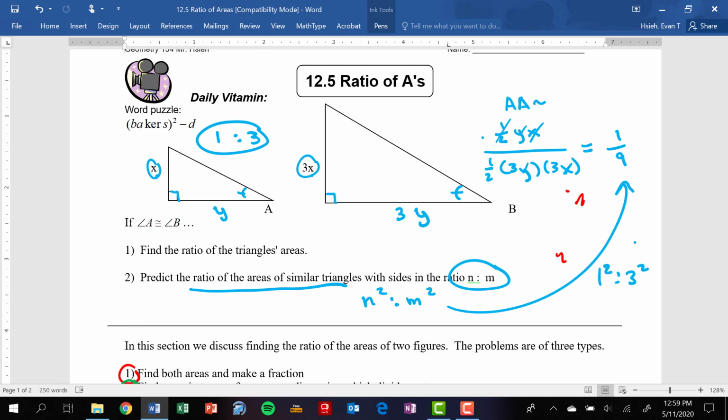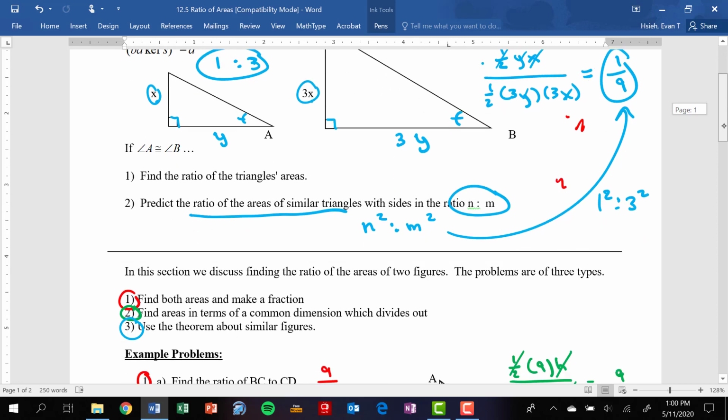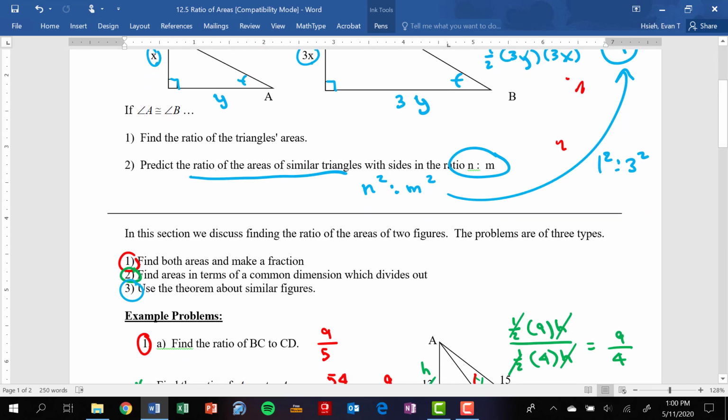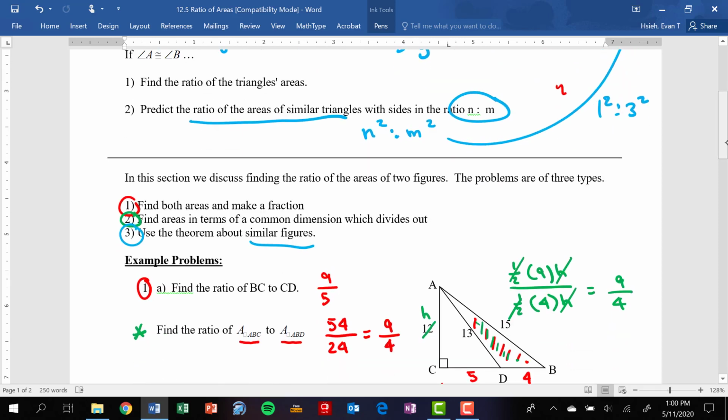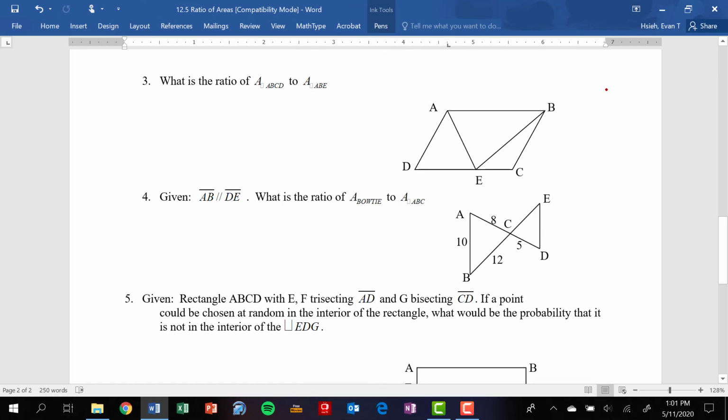Actually, that is the third type of problem that we're talking about here. And that does work for all similar figures. Okay, let's go now to the backside, and I'm going to go ahead and go over some example problems. Okay, moving on to the backside here, we're going to try some example problems.